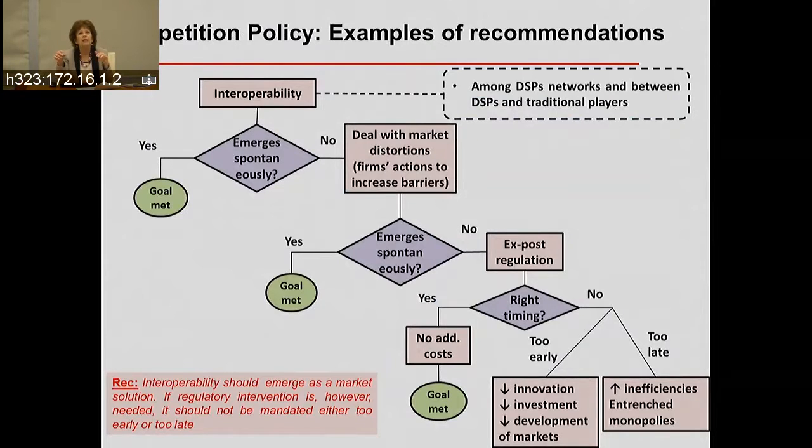Now, if after correcting for those deficiencies, interoperability does not emerge, well, then it is the time for the regulator to start asking the question, is it now the right time to mandate interoperability? As a last resort it is, but being careful not to intervene neither too early nor too late. Intervening too early could actually prevent or constrain the innovative forces in the market.